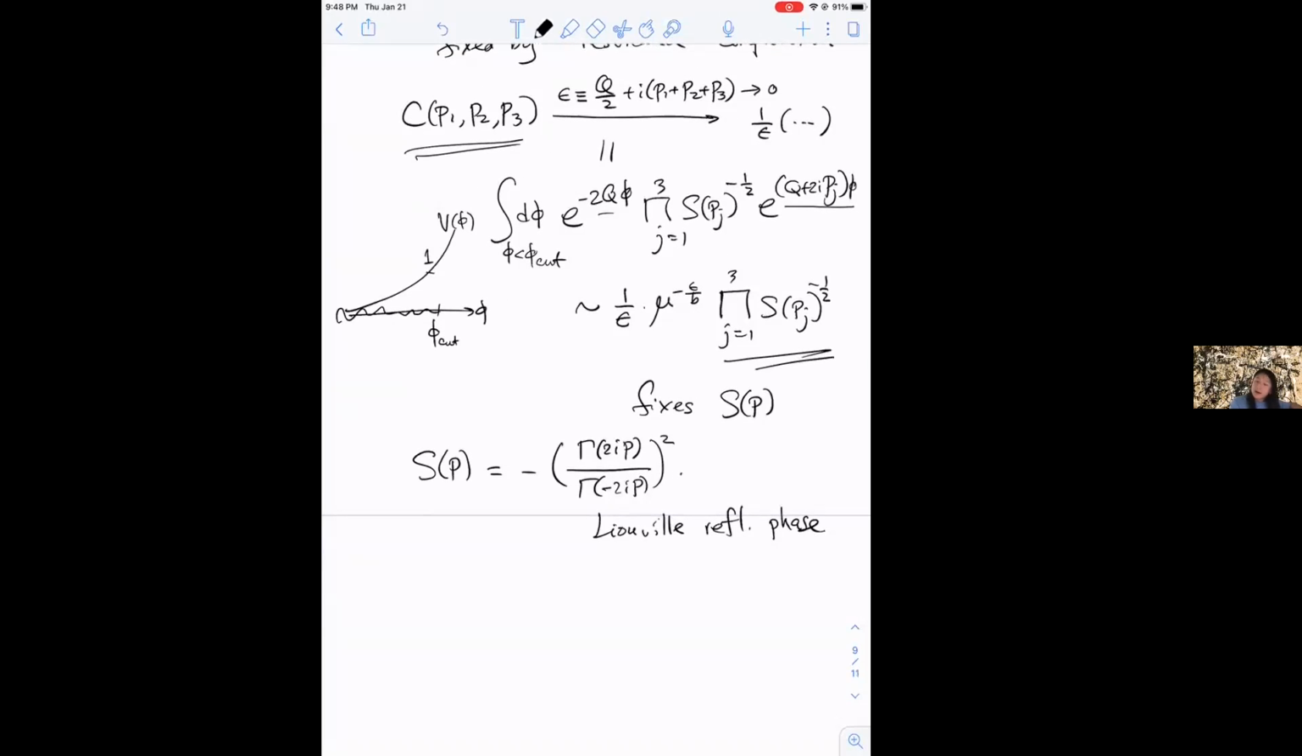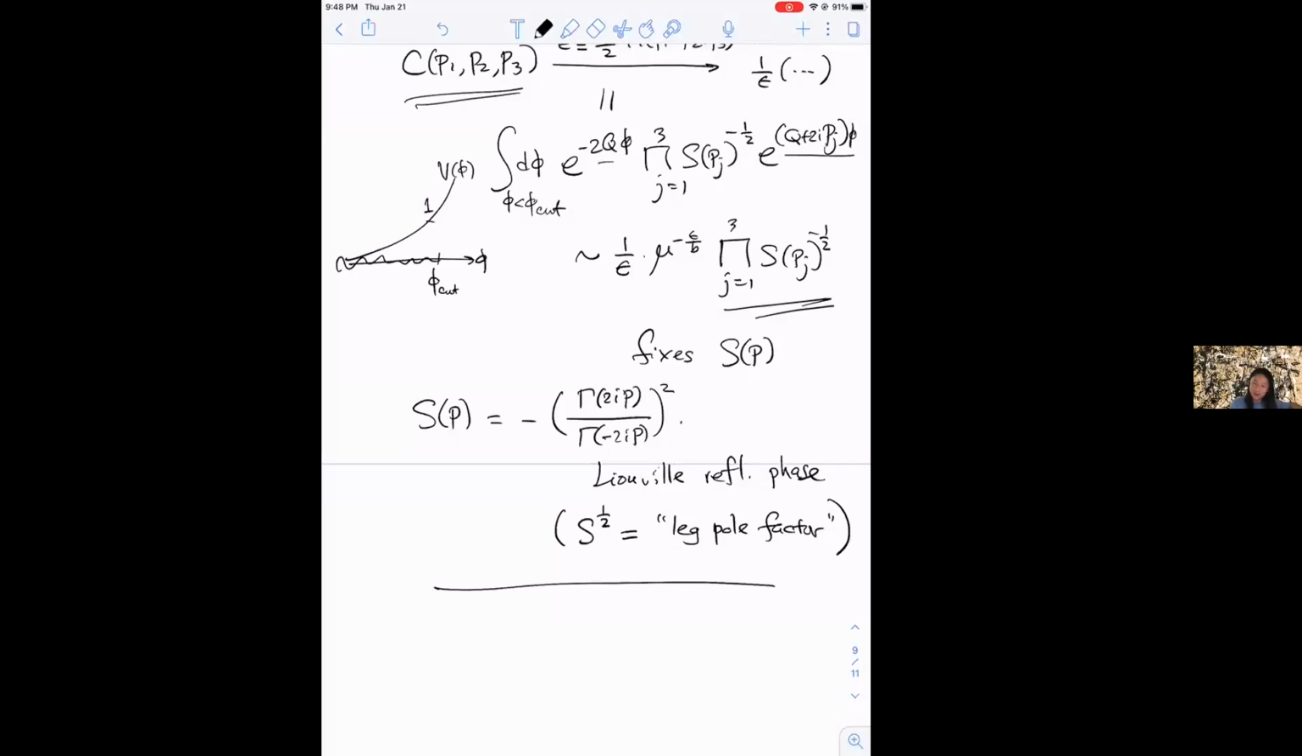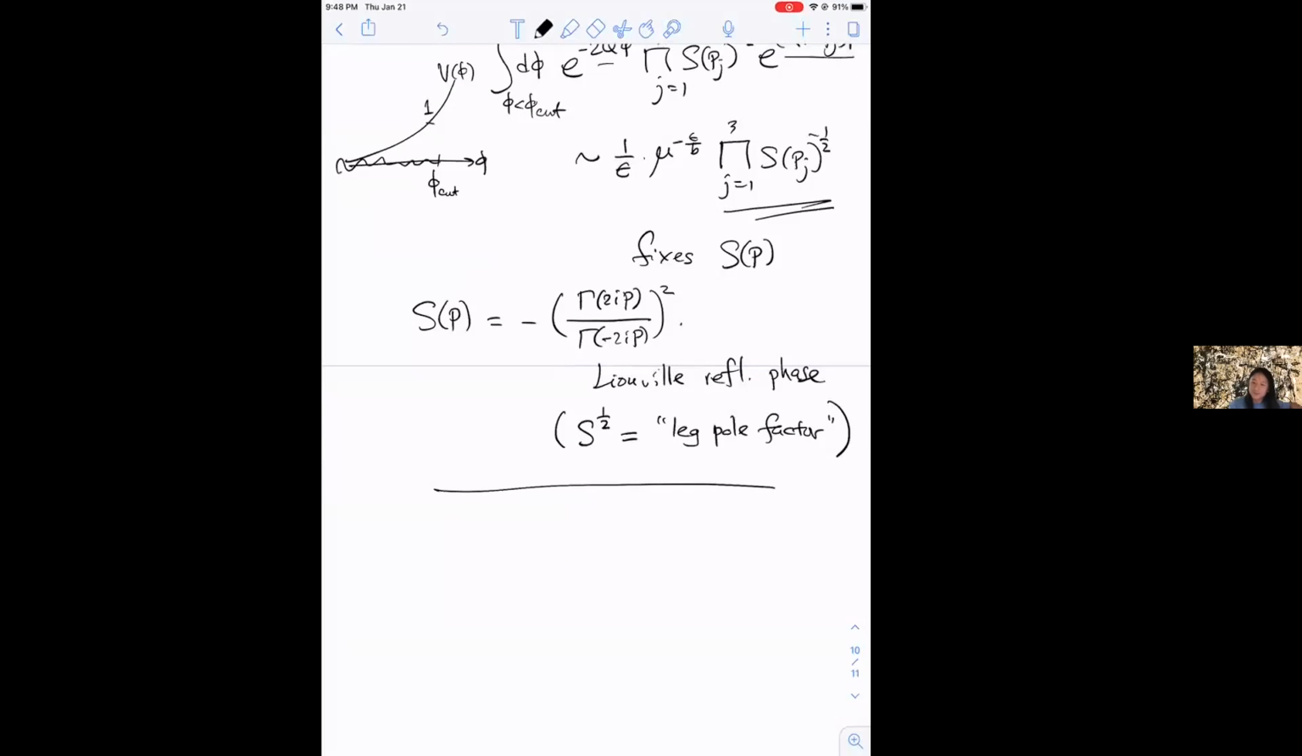By the way, as a terminology, historically, this S to the 1/2 is called the so-called leg pole factor. It has some interesting interpretation and historically also caused a great deal of confusion. I will not discuss the confusion at the moment. But it's just a terminology if you see this in the old literature.